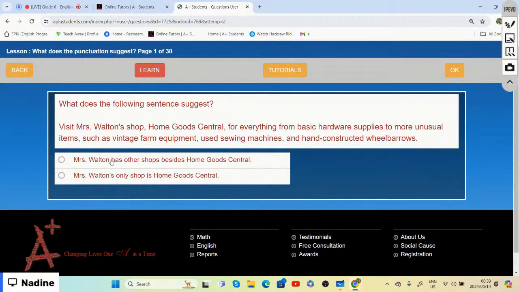Okay, so let's say, for example, look here now, it says visit Mrs. Walton's shops, right? Home Goods Central, right? It means that Home Goods Central is a shop that belongs to Mrs. Walton, right? For everything from basic hardware supplies to more unusual items, such as vintage farm equipment, used sewing machines, and hand constructed wheelbarrows, right? This specifically means that Mrs. Walton owns a shop. She owns Home Goods Central, right? That sells all these other things, right?